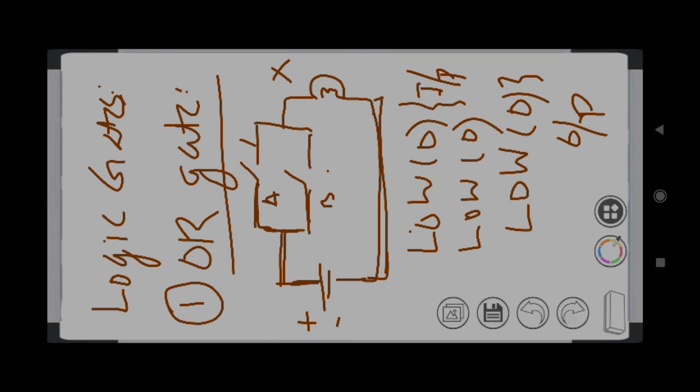See, in the OR gate, whenever any one of the two inputs is high, your output must be high. Since you now have two inputs low, your output is also low. Why? Because there is a gap in the circuit, current does not flow into this bulb, so the bulb is not glowing. That's why the bulb is in the low state. So whenever your inputs A and B are low, the output is also low. Okay, next.